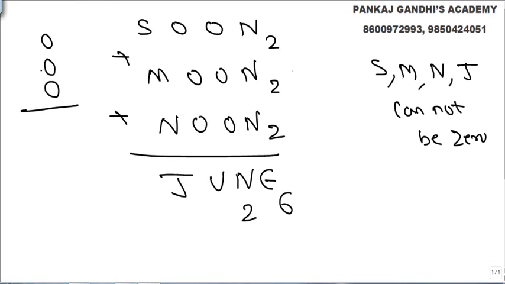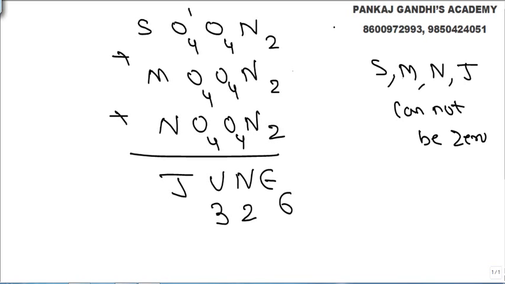But 12 is possible by giving 4, 4, 4. 4 plus 4 plus 4, 12. So it seems to be possible. We will take O as 4. 4 plus 4 plus 4, 12, carry forward 1. 4 plus 4 plus 4, 12 and 1, 13. Everything is going fine here.